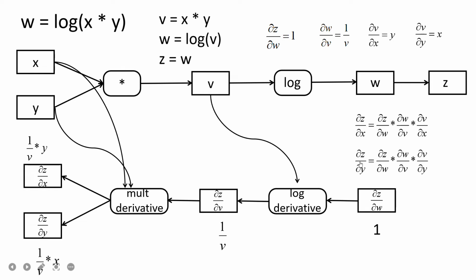Similarly for dz by dy, you need dz by dw. From here you can find the value which is equal to 1. Then you need dw by dv. From here you can get the value, and dv by dy, from this particular equation you know the value is equal to x. So you can see 1 by v into x. I hope you can see it's 1 by v into x.